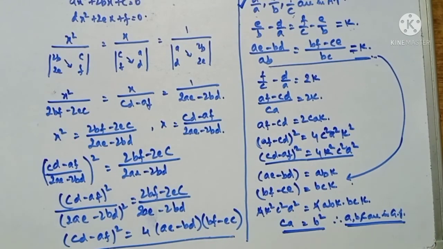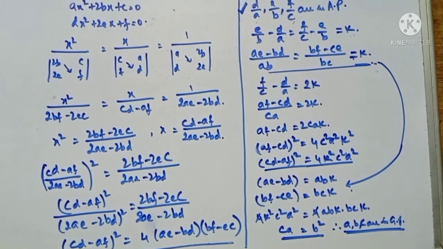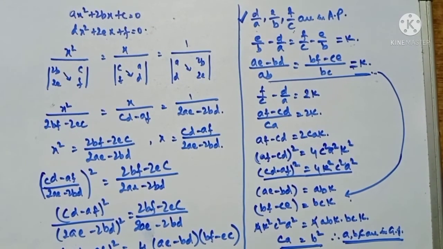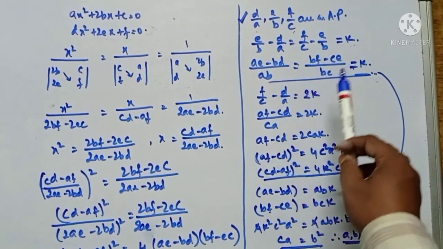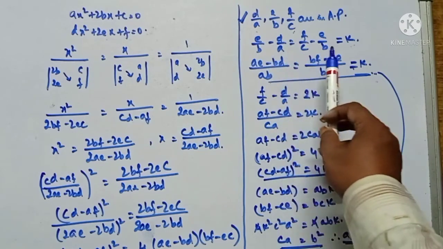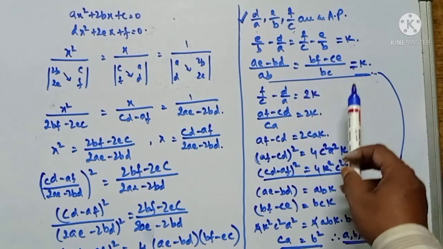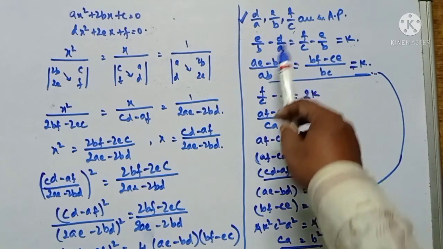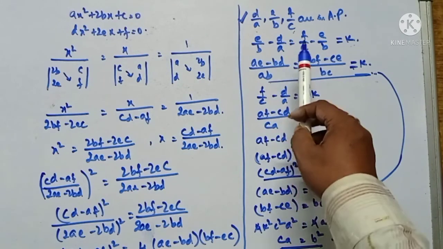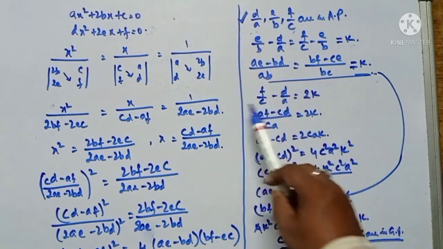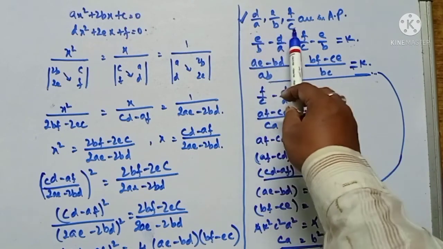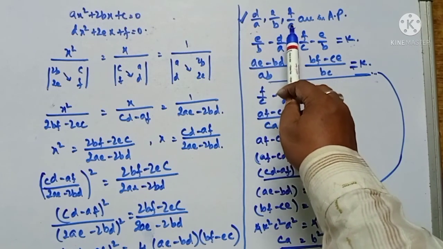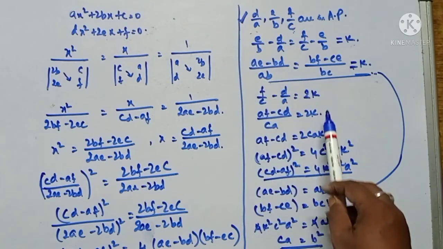So now you can see how I have done this. The main important point here is that you have learned in AP that the difference between two consecutive terms is constant. And the most important point is the difference between the last and the first. If the difference between consecutive terms is k, and there are 3 terms, the difference between the last and the first will be 2k.